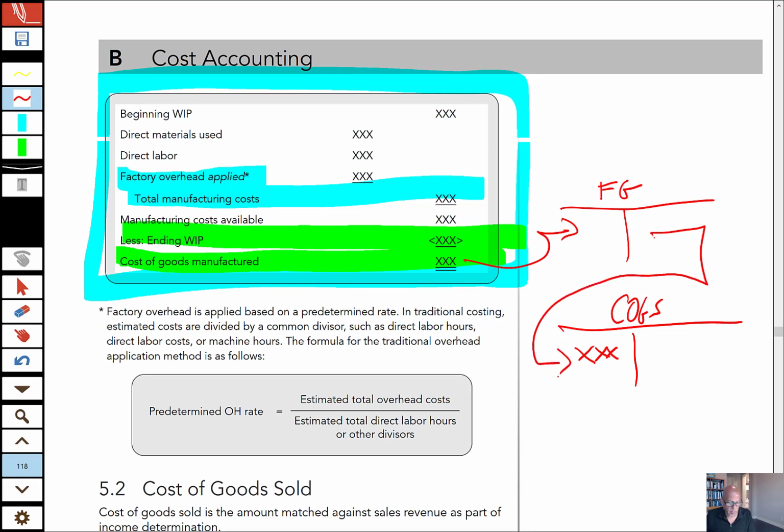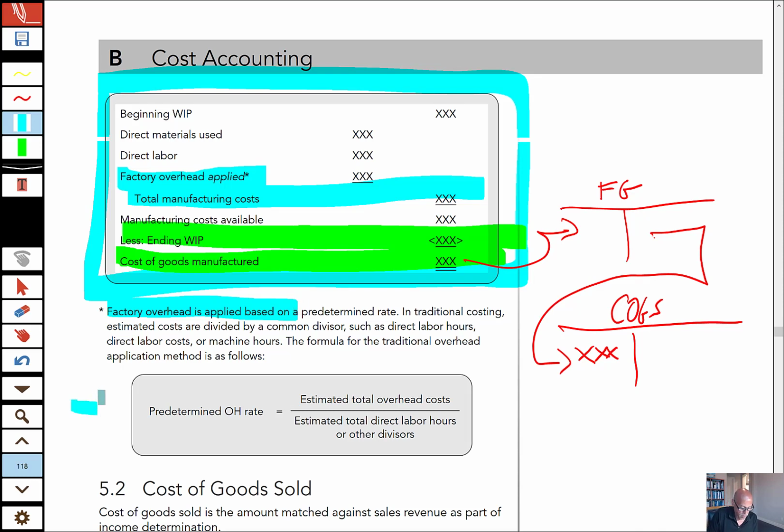All right, good. But you want to make sure you've got that set up, and don't forget that's the factory overhead applied. Don't pick up the actual. Actual was the debit to the manufacturing overhead. The credit that then goes to work in process is the applied.